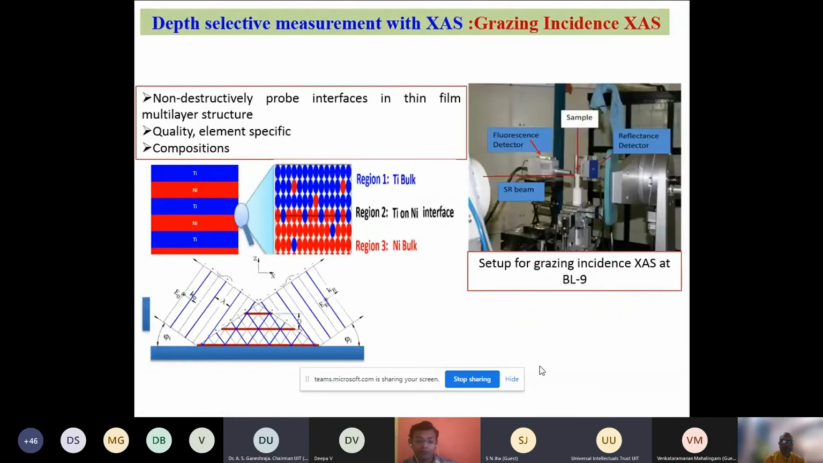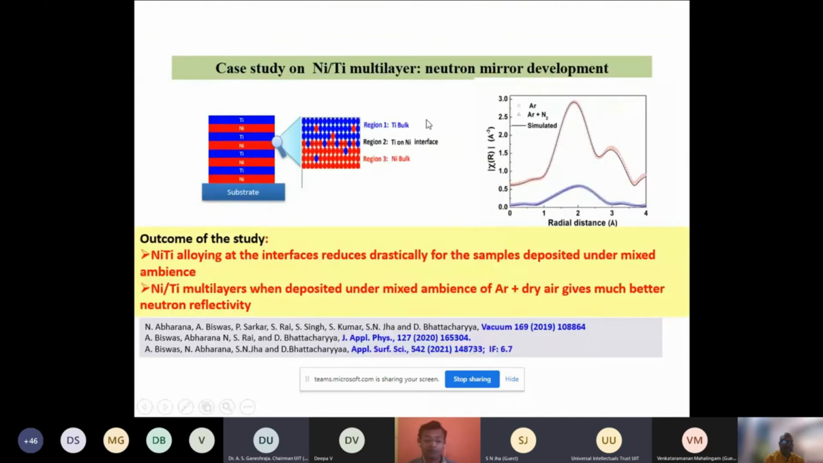So next, I'll just skip this. This is another example of EXAFS for thin films, and this EXAFS can be used in the surface-sensitive mode. It can be used to analyze the interface thickness as well as interface roughness in a multilayered thin film by a technique called the X-ray standing wave technique, using this setup for grazing incidence X-ray at the beamline. This example studies a nickel-titanium multilayer, which is used for neutron mirror applications, and I will not go into detail because of time.